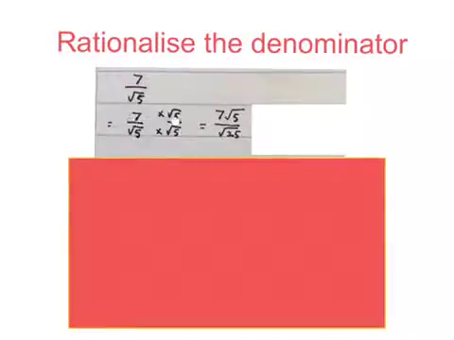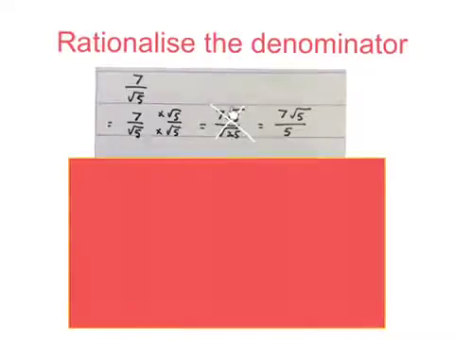Now 7 times square root of 5 will give me 7 square root 5, and square root of 5 times square root of 5 will give me square root of 25, which will then be able to be square rooted. Then the final answer is 7 square root 5 over 5, and there is no more surd in the denominator. You don't have to write this step over here. You can go straight from here to the answer here.